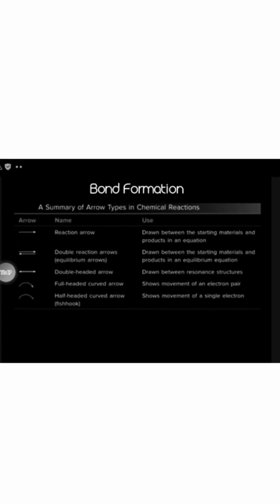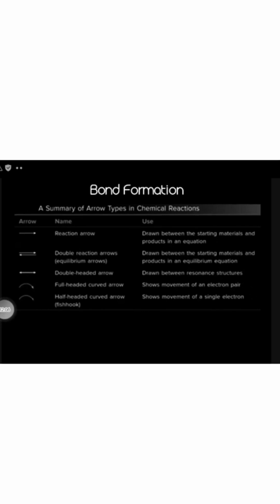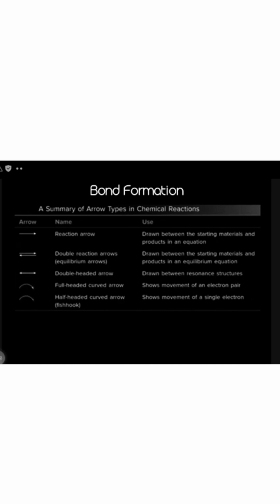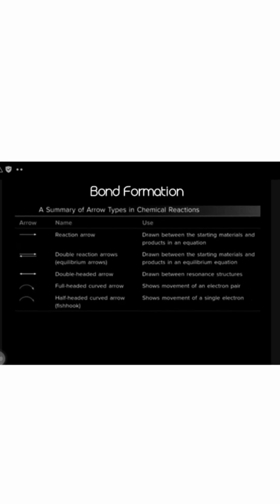And the second one, the double reaction arrows. This is drawn between the starting materials and the products in an equilibrium equation, and a double-headed arrow is drawn between resonance structures. And the full-headed curved arrow, which we discussed here, shows the movement of an electron pair, and a half-headed curved arrow, also called a fishhook, shows the movement of a single electron, which is all about the arrows. And hence this is the concept of the whole organic mechanism.